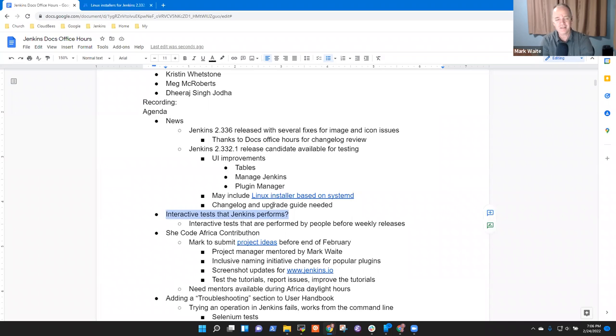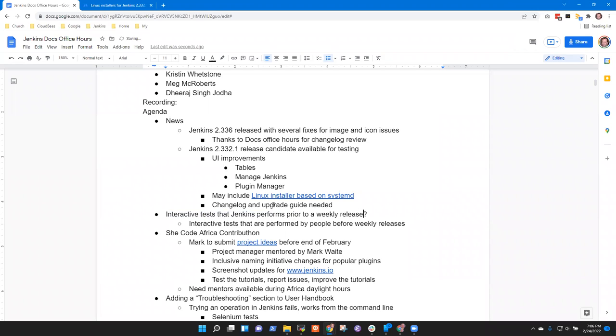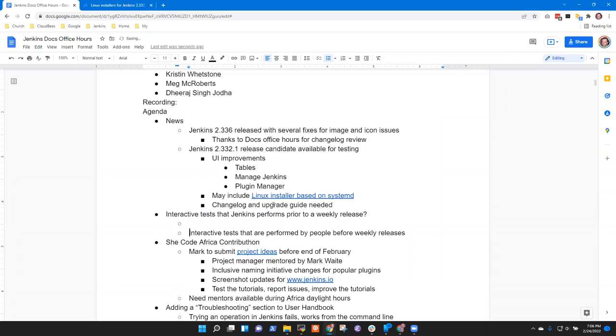Are there interactive tests that Jenkins performs? And I think you were saying specifically prior to a weekly release. Yep. So I'll try to paint the picture better this time. So there's a product, let's say, and it has some test cases predefined on Polarion. And those are the manual tests as per the web UI that it has, similar to Jenkins. It's like, click on this, make sure this is seen and this is visible. I mean, type this, type that.